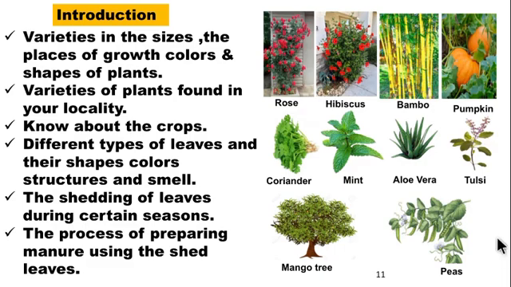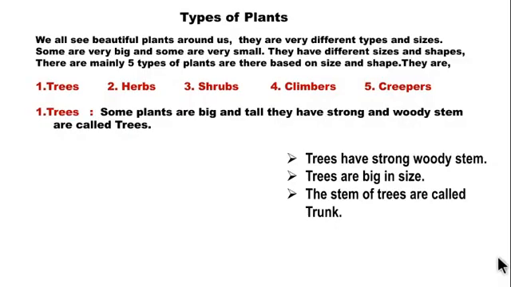So for example, you can see in the picture children, rose plant, hibiscus, bamboo, pumpkin, coriander, mint, aloe vera, tulsi, etc. are there. But these all the plants are not the same, they do not look the same, isn't it? They have different types of stem and roots and flowers. Some plants grow along the ground and some plants grow with support, and some plants are big in size. So next children, we are going to learn types of plants first.